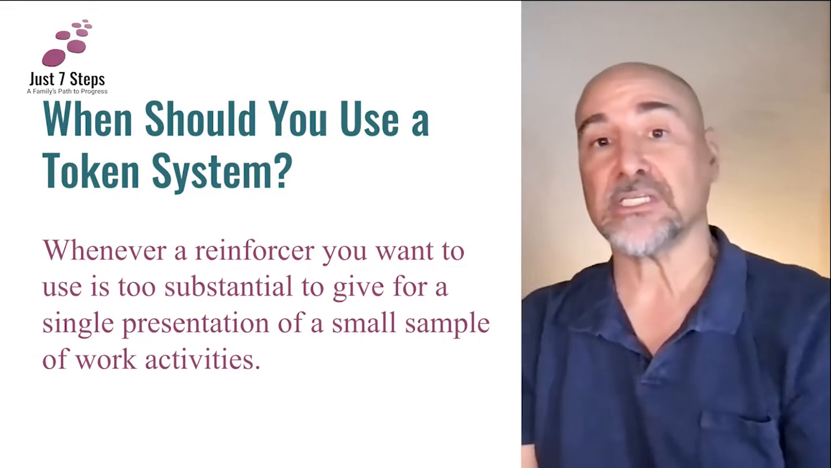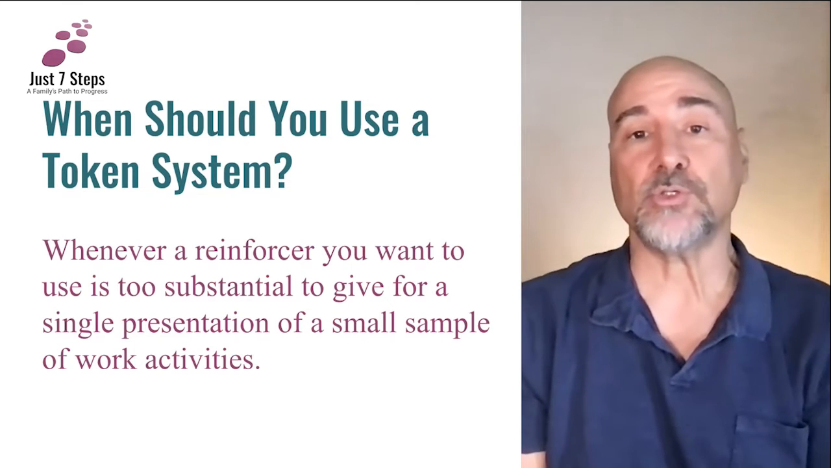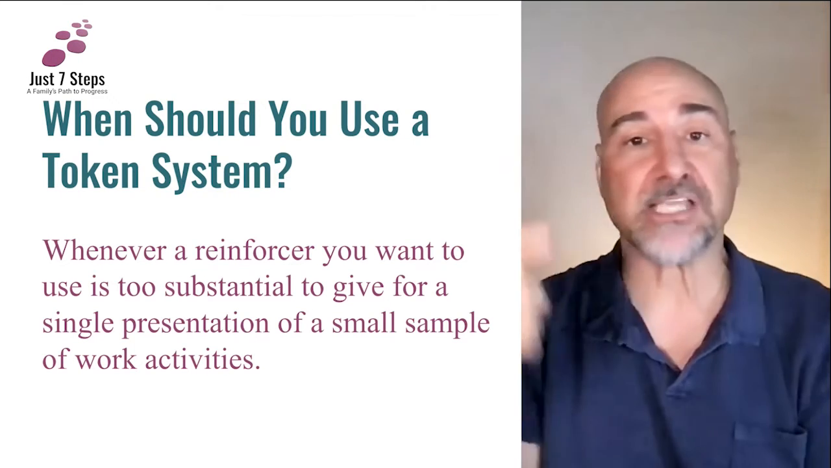You might also need to consider a token plan when the reinforcer you want to use is too substantial to give for a single presentation of a small sample of work activities. If the strongest reinforcer you have is the ability to buy a toy at the toy store, for instance, this is not the type of reinforcer that can be used as a reinforcer for individual behavior choices, as it would have to happen far too often to be practical.